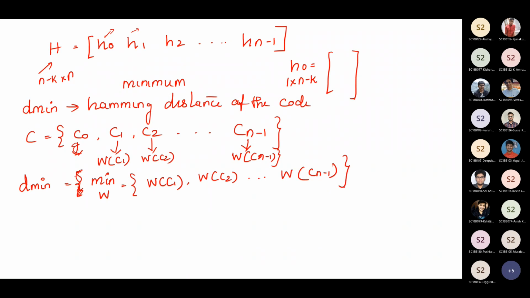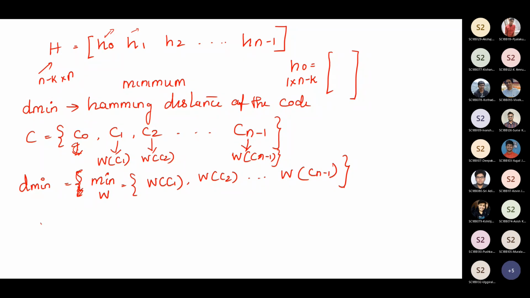Okay, from this we are finding out what is the minimum value. That minimum value we are assuming as d minimum. So it means any code word, if you take any code word except all 0, the number of 1s present in the code word is either d minimum or more than that. Okay, so now you come to this logic.